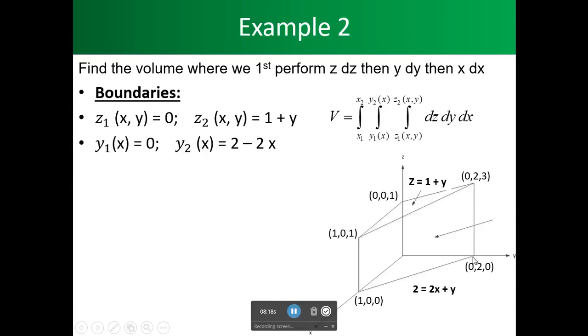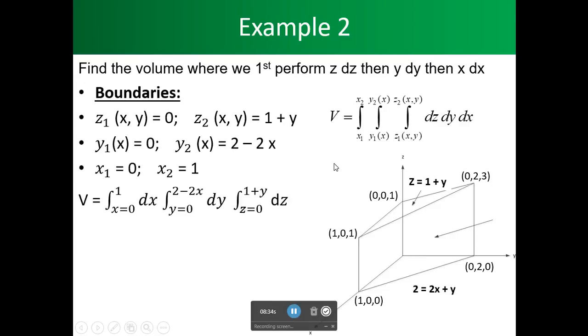Okay, so if you see this is the lower equation, we see that y is equal to what? Bring this to the other side. 2 minus 2x. Now what about x? X is going from what? 0 to 1. All right, so now we have all of our boundaries. And let's plug them in.